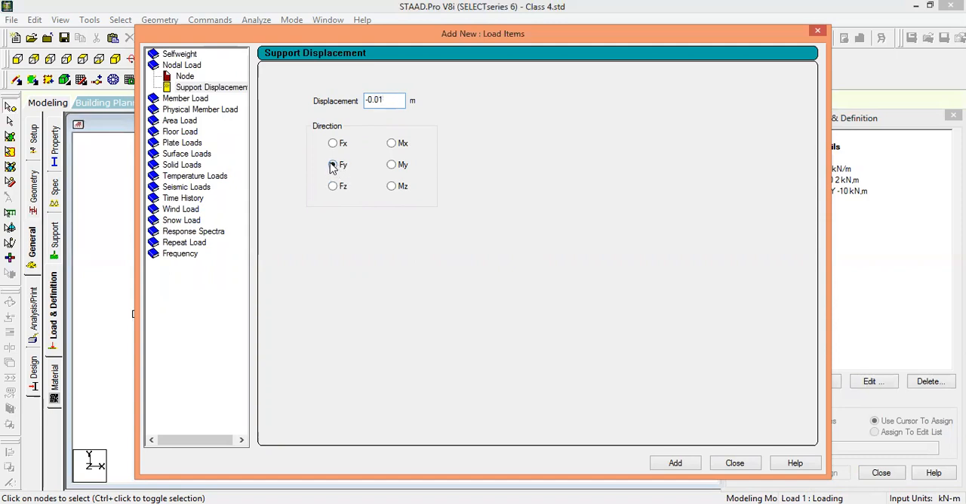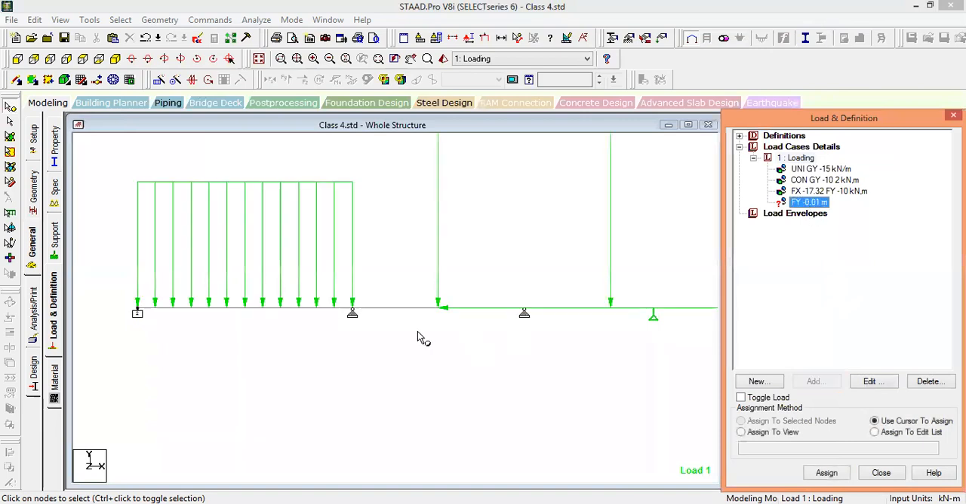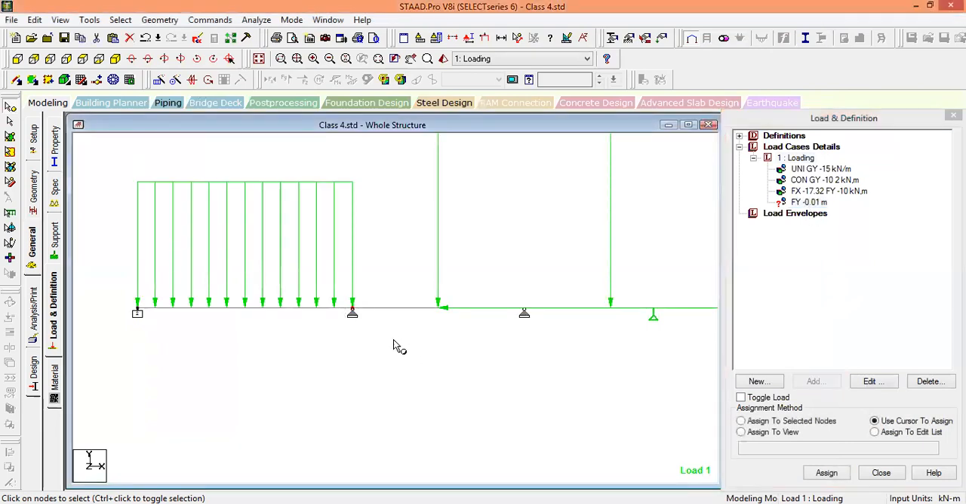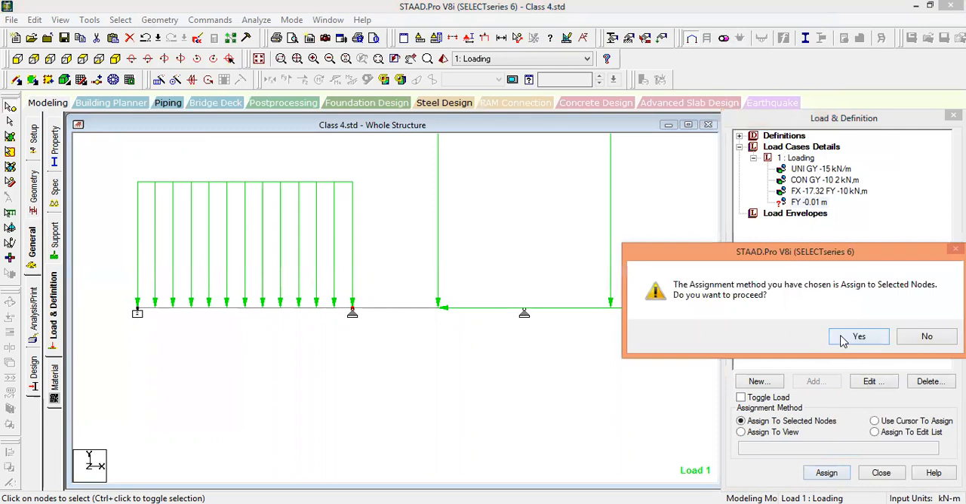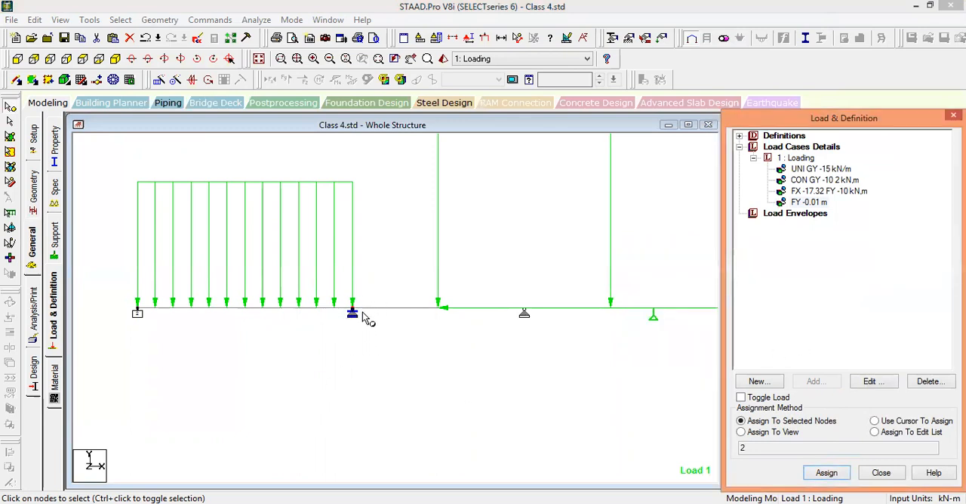Therefore, you should click here Fy, and since the positive displacement indicates what? The displacement is upward. Negative indicates displacement is downward. Add, close, close. Now you should select the second support and assign there Fy equal to minus 0.01. This indicates that there is settlement of whatever we have provided, which is 10 mm.